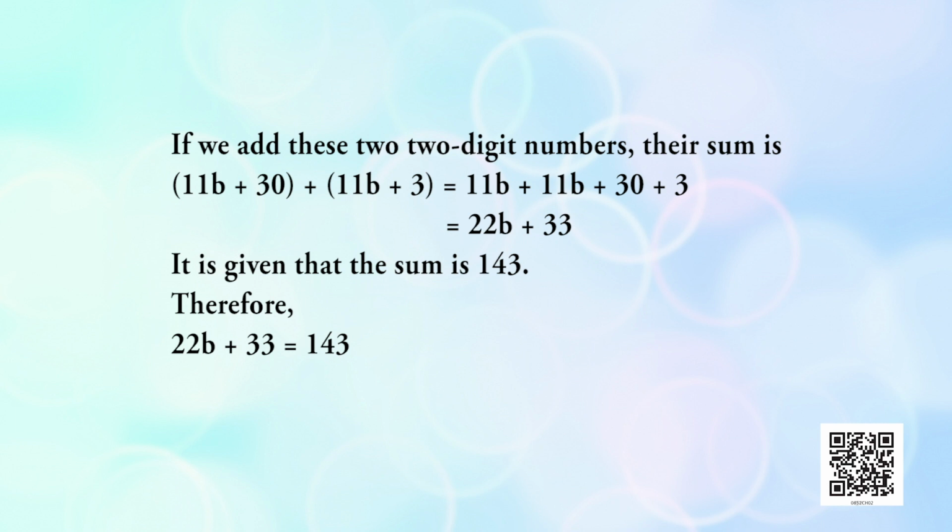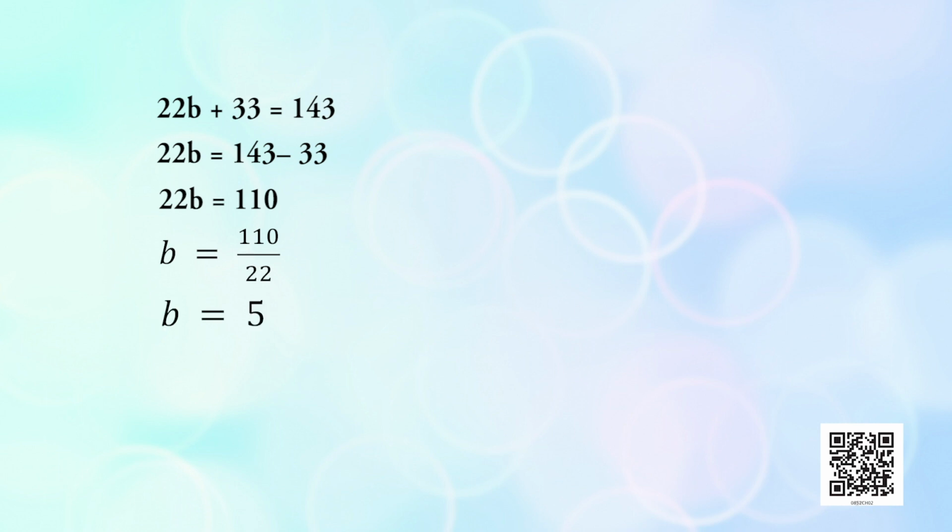Now, we have an equation in one variable where the variable is b, and if you solve this equation, we will get the required answer b. That means 22b plus 33 is equal to 143. Transpose the 33 to the right hand side, 22b is equal to 143 minus 33, that becomes 110. Therefore, 22b is equal to 110 means b is equal to 110 divided by 22. Therefore, b is equal to 5.